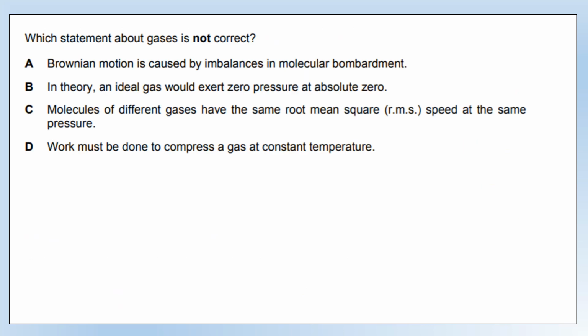Which statement about gases is not correct? Brownian motion is caused by imbalances in molecular bombardment. Yep, absolutely true. In theory, an ideal gas would exert zero pressure at absolute zero. That is true at absolute zero. Theoretically, they have no kinetic energy, so they're not traveling at any speed, so they can't collide or exert pressure. Molecules of different gases have the same root mean square speed at the same pressure. No, that's not true, because molecules have different masses, therefore they're going to be traveling at different speeds to exert the same pressure. Work must be done to compress a gas at constant temperature. Yes, that's absolutely true. Essentially, the pressure is going to increase inside, so we're going to have to do some work against the force resisting us compressing, if you like.